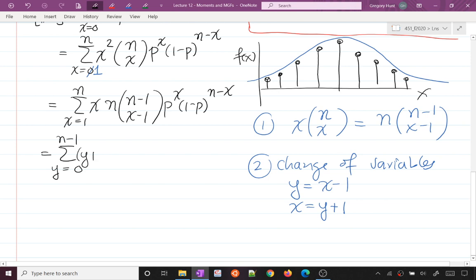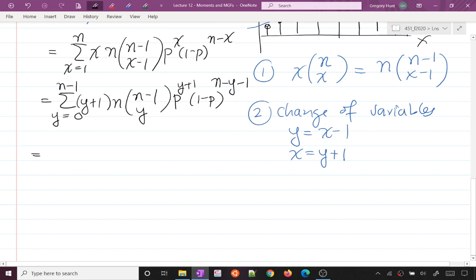Instead of x, I have y plus 1. I have an n. I have n minus 1 choose y. I have a p to the y plus 1, a 1 minus p to the n minus y minus 1. And I'm going to factor out some things that don't depend on my summing variable y. So for example, I can factor out this n, I can pull that out, and I can factor out one of these p's. Let's pull that out.